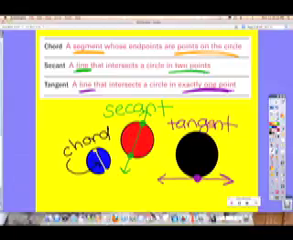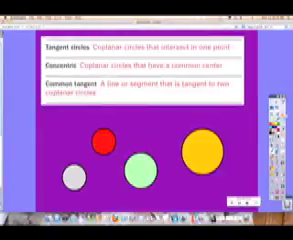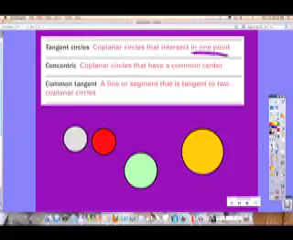Tangent circles. Okay, so it's coplanar circles that intersect in one point. Maybe write that down. This is the key. Got one point of intersection. So if I move these circles on the board around, like for example, if I move that right there, a little closer. What do you think? Do you think that gray one and red one are tangent circles? Yeah. If you hit it right, it'll be perfect. So they're touching. They've got a common tangent right there.